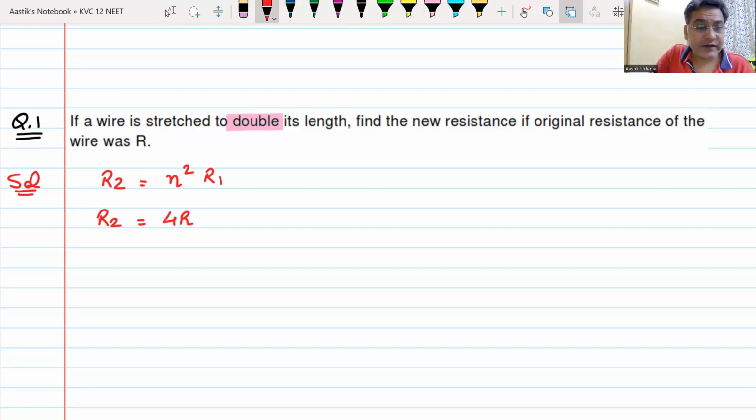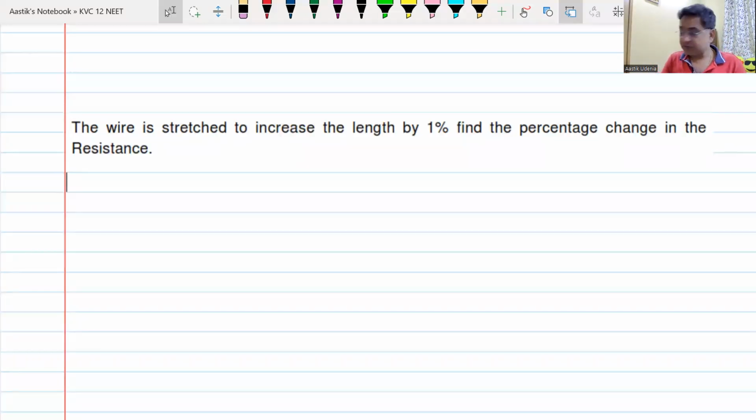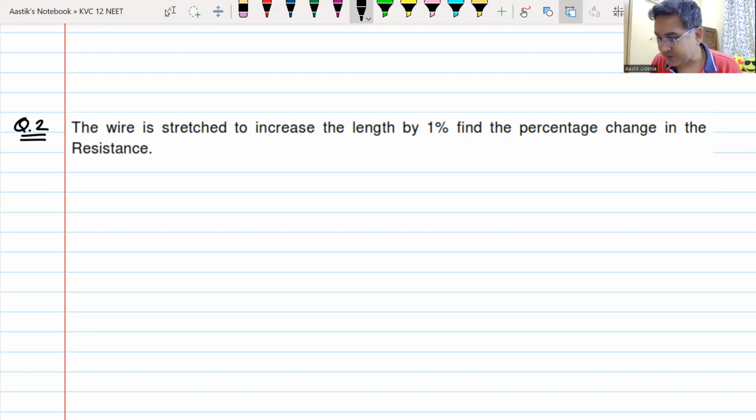Then comes the next question. Question number 2. A wire is stretched to increase the length by 1%. What is the percentage change in the resistance of the wire? I'll give you 2 minutes to give me the answer for this one.